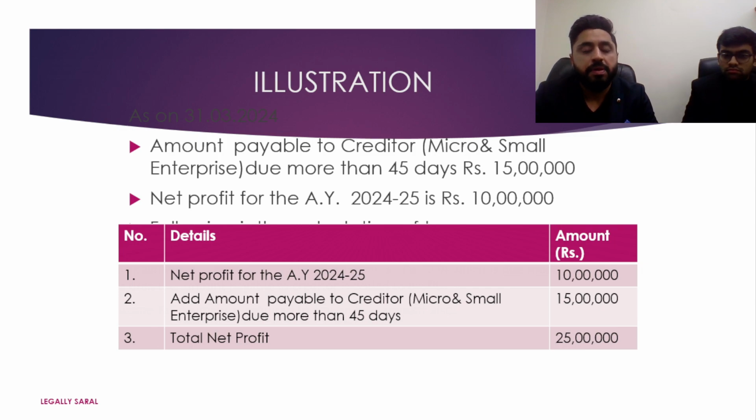Suppose an amount payable to the creditor is due for more than 45 days. Let's say the amount is 15 lakh rupees and you have a normal profit of 10 lakh rupees during the financial year. In normal cases, we would pay tax on 10 lakh rupees, but due to the introduction of this provision, the auditor will report that 15 lakh rupees is still unpaid, and your income tax will be liable on the amount of 25 lakh rupees.